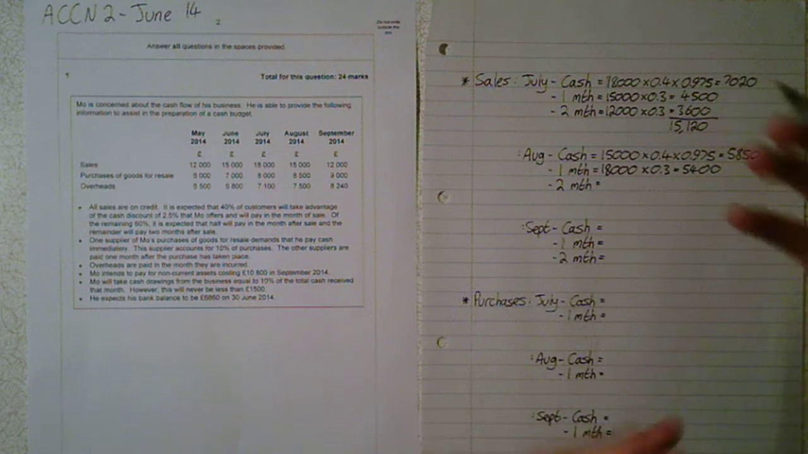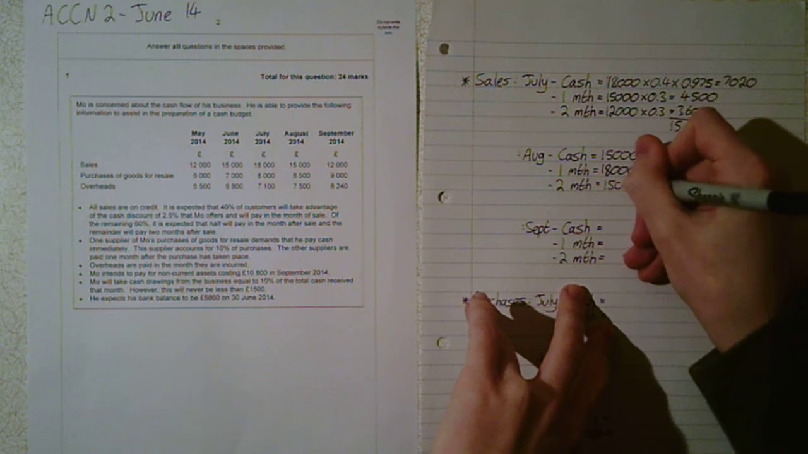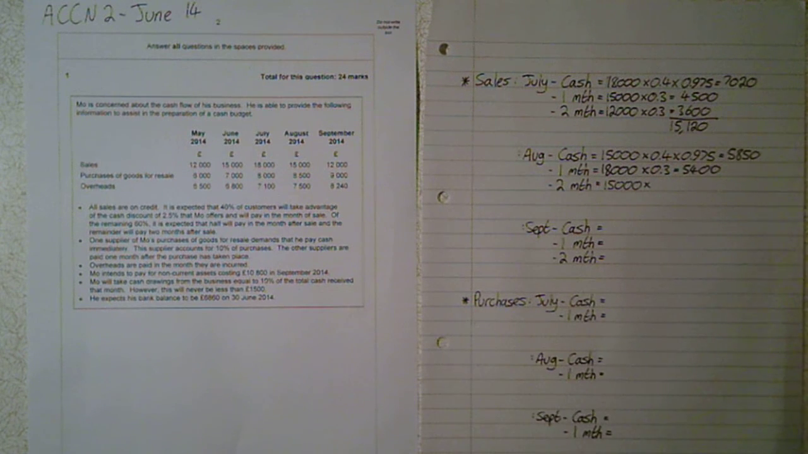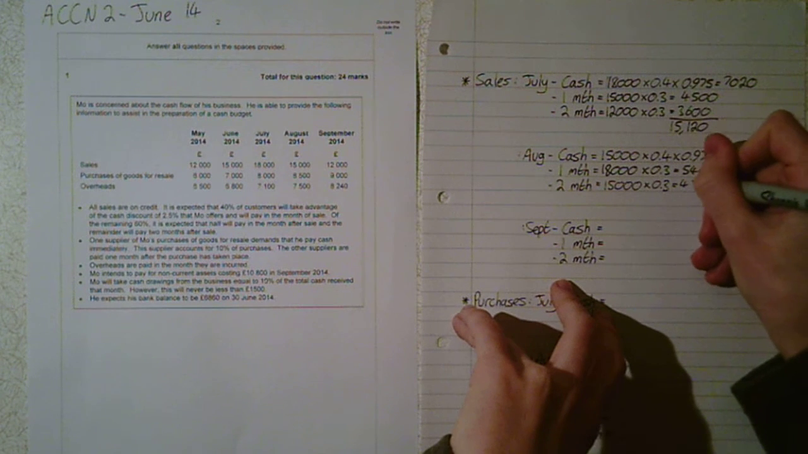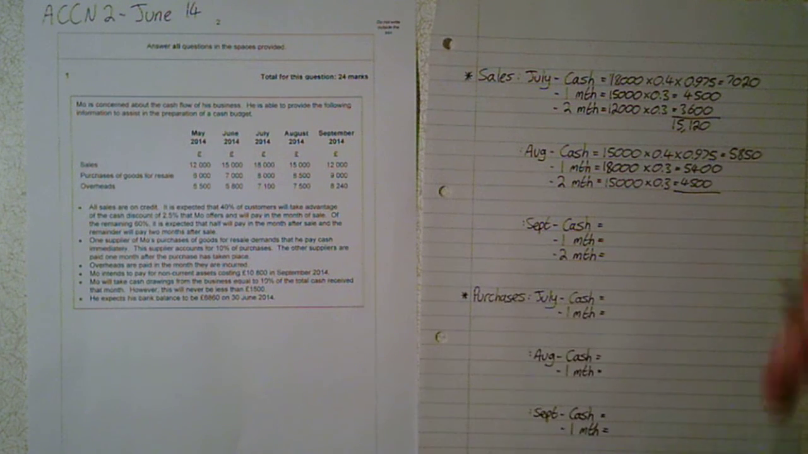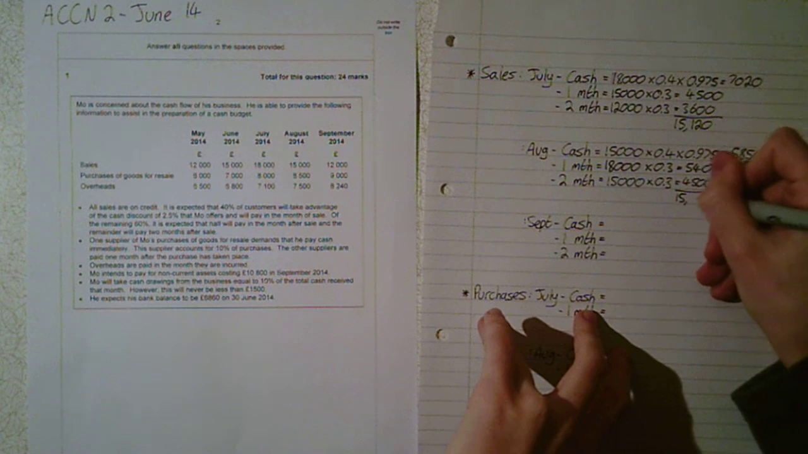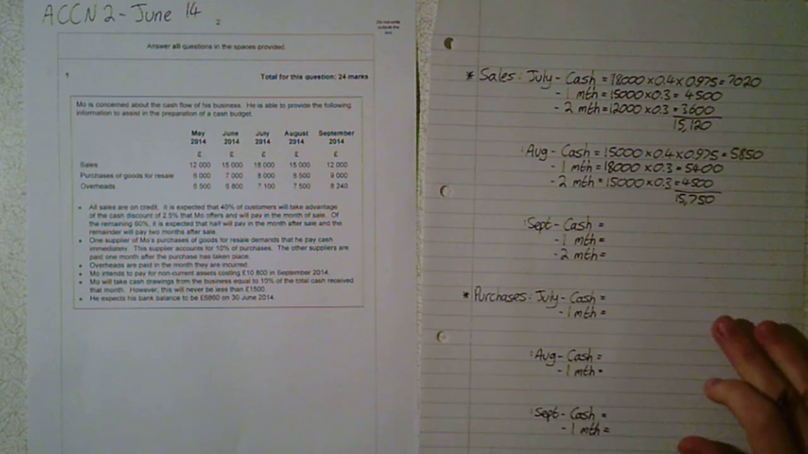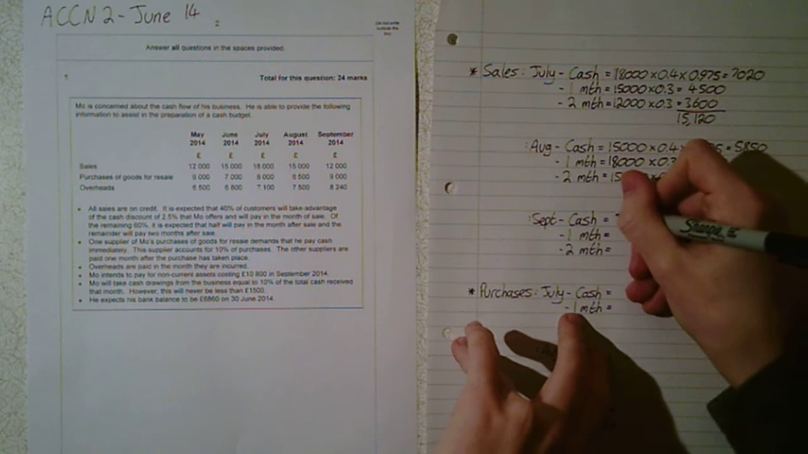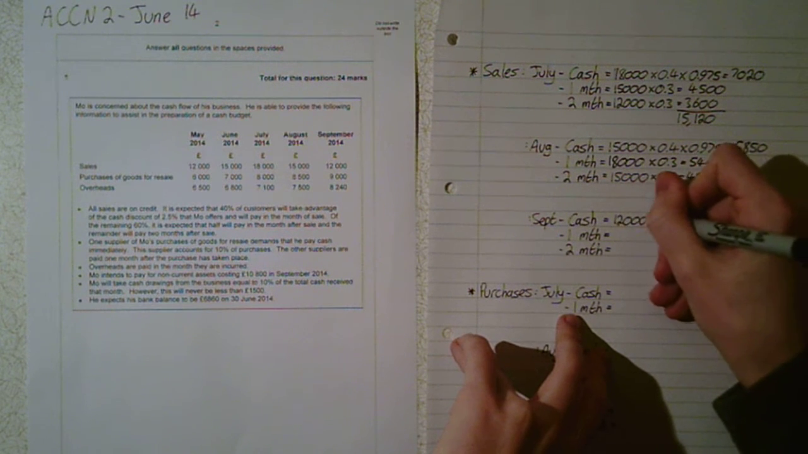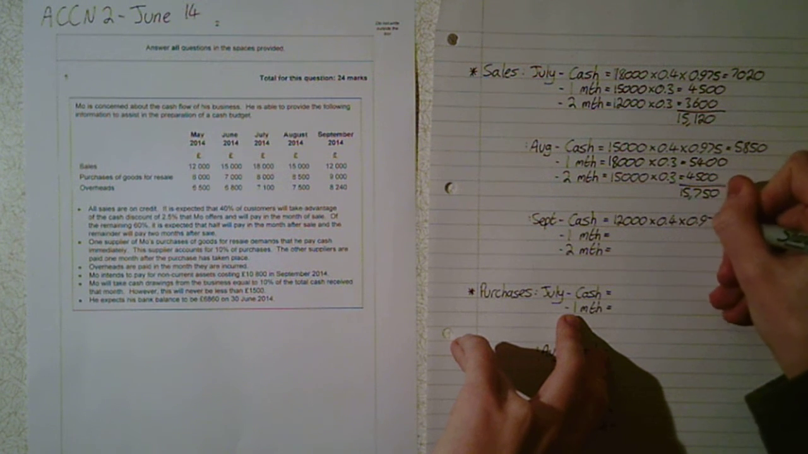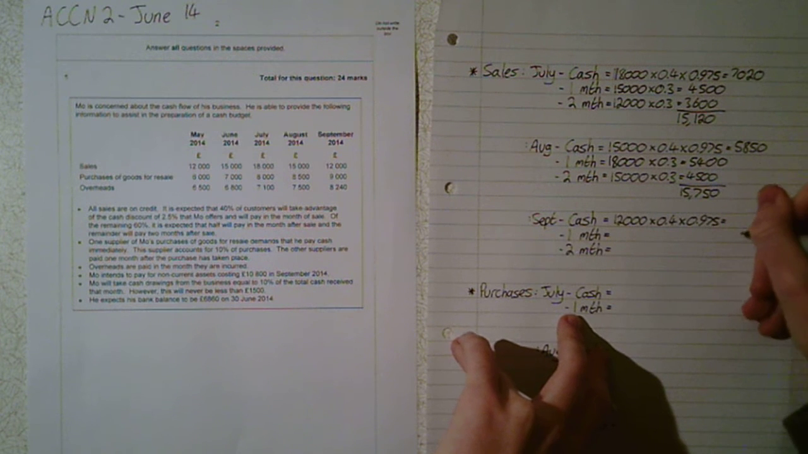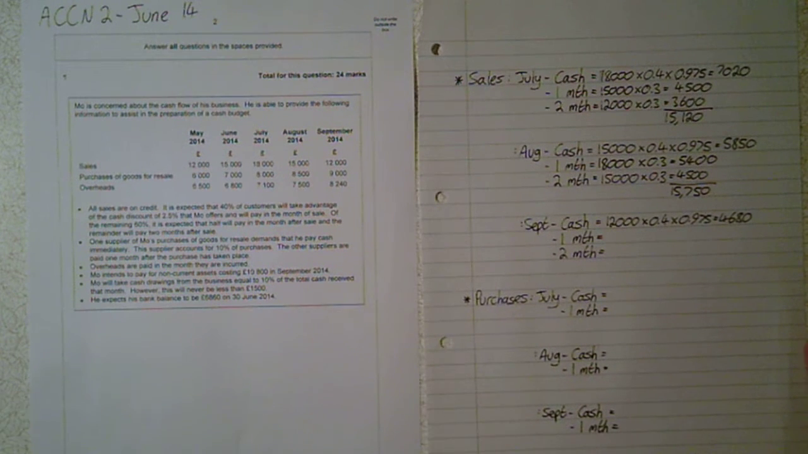You can probably tell now it's getting pretty repetitive, and it's just knowing the basics and just going through it step by step. As long as you stick to the method and don't deviate from it, you can't really get this wrong, can you? 15,750. And the final month, September, the sales in September are 12,000. 40% will pay in September. Take away a bit because of the cash discount they are given, 4,680. Month before September is August.